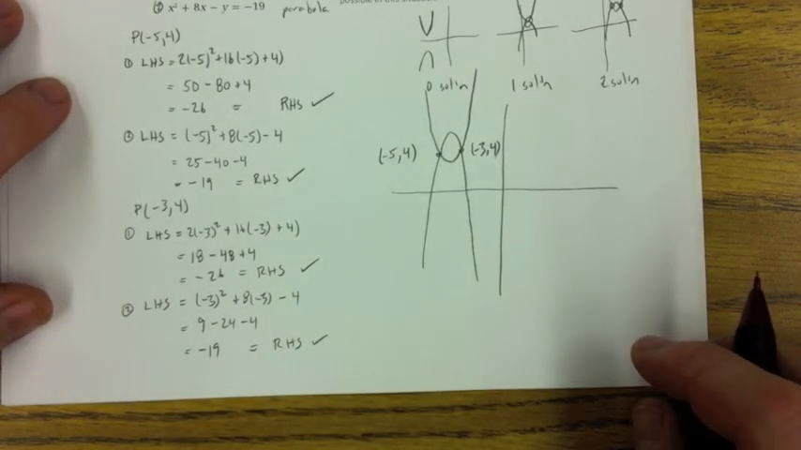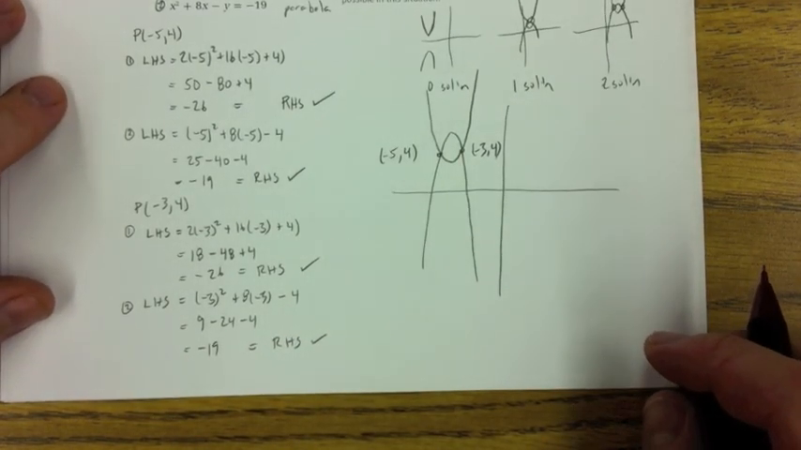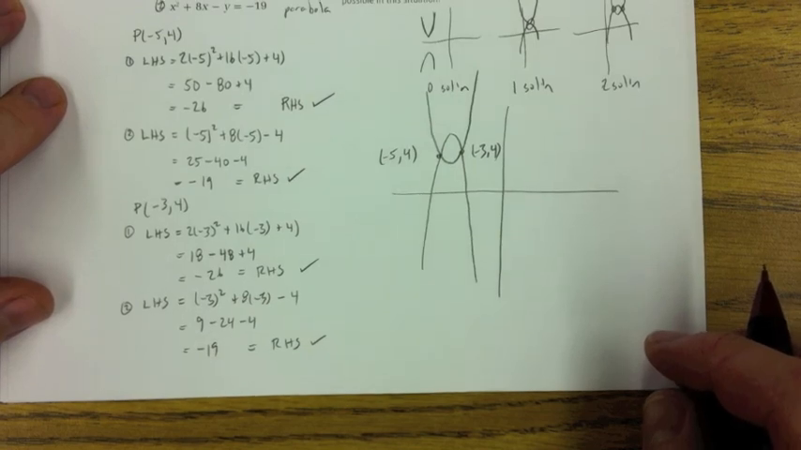Alright, so when solving a system of equations graphically, use technology to come up with your points of intersection, and then you should do a check to make sure that your points are correct.